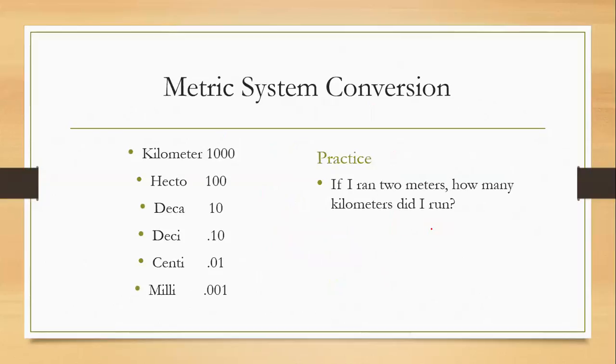So this first one says, if I ran 2 meters, how many kilometers did I run? So remember, we always start with what we know. So the problem tells us that we ran 2 meters. So I'm going to go ahead and write down here 2 m. And what's it asking for? It's asking for kilometers. So let's go over to our chart. And it looks like we're converting meters into kilometers. So looking at our chart, we can see that there are 1,000 meters in every 1 kilometer.